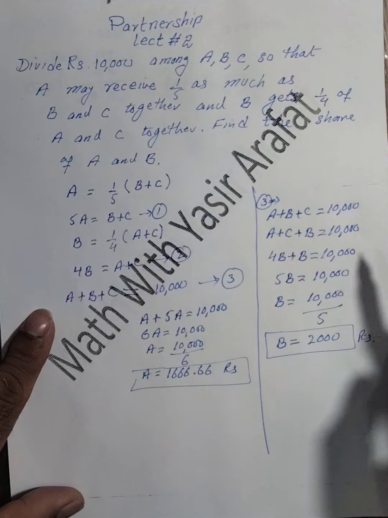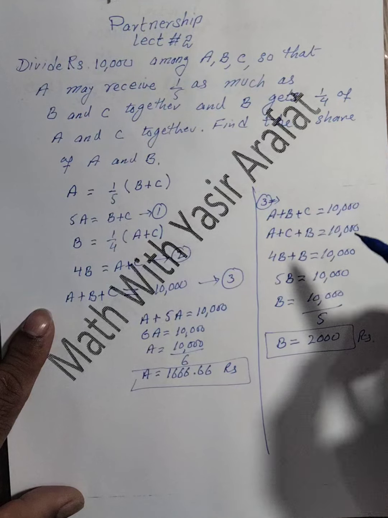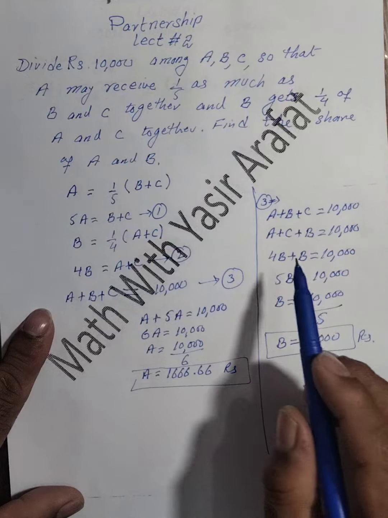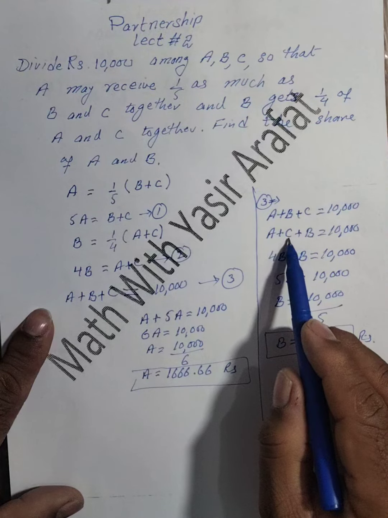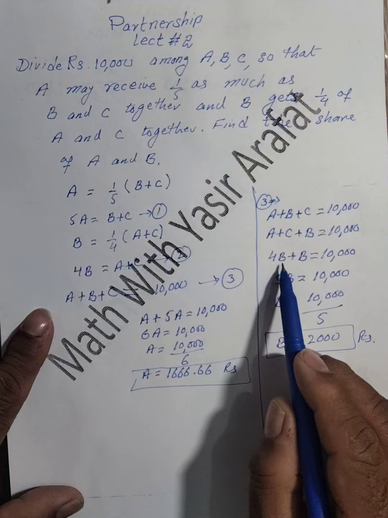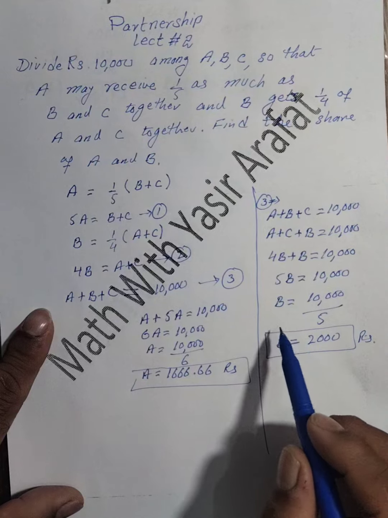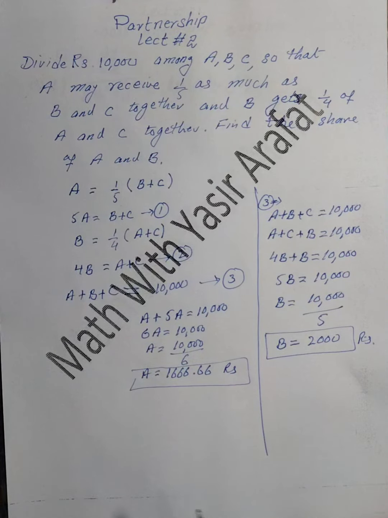Now for the value of B, A plus B plus C is equal to 10,000 again. We just have to shift A with C here. A plus C is equal to 4B. So we just have to put the value 4B. It is 5B, and this is the value of B. It is equal to 2,000 rupees.